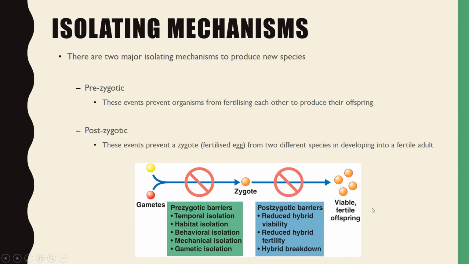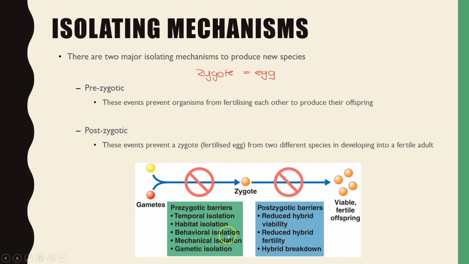So isolating mechanisms. How do we have a new species created? Well, there are two types of isolating mechanisms. There's prezygotic and postzygotic. So zygote refers to the egg. Prezygotic are mechanisms where organisms are isolated prior to the fertilization of the egg. Postzygotic are, of course, events where the zygote, which has already been fertilized, is now not able to develop into an organism. These are examples of prezygotic barriers, and these are examples of postzygotic, which we're going to go into.